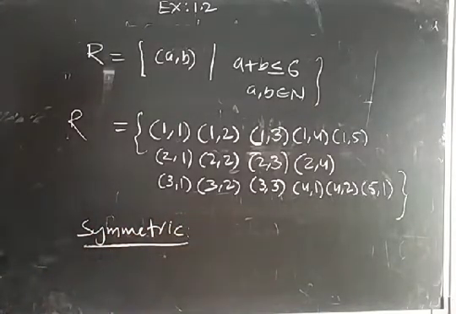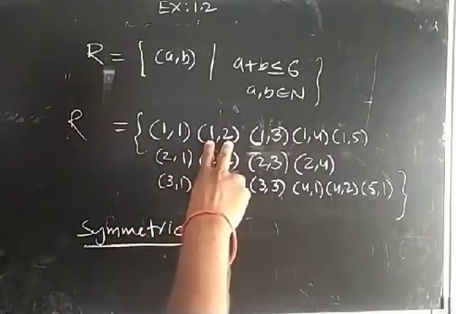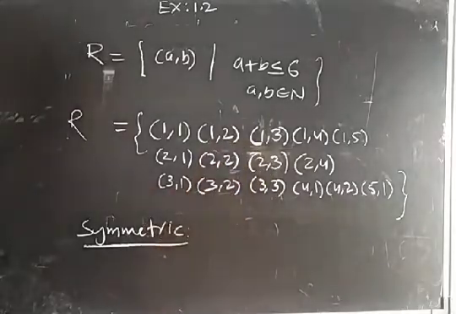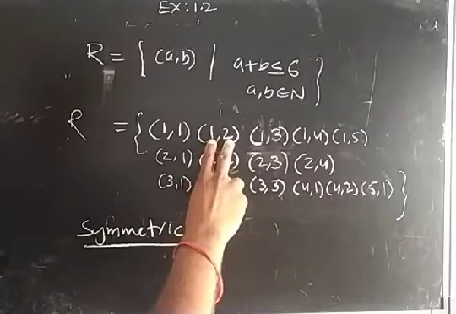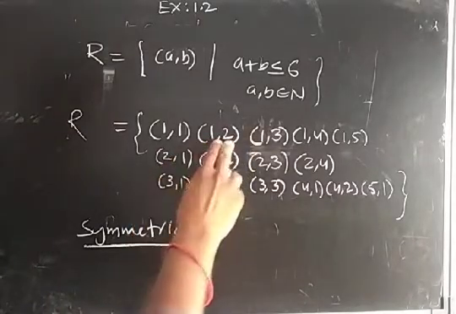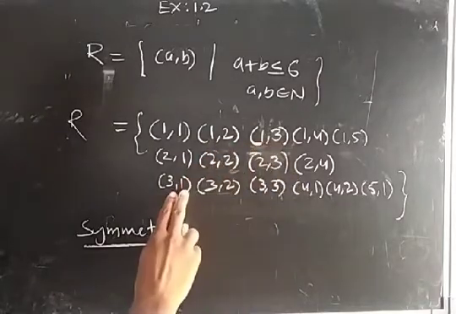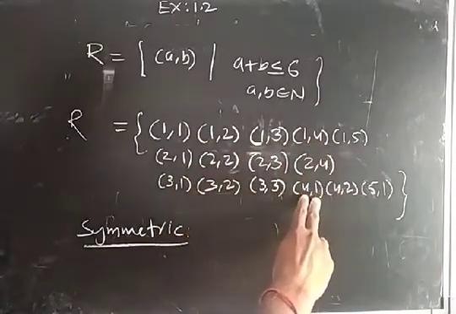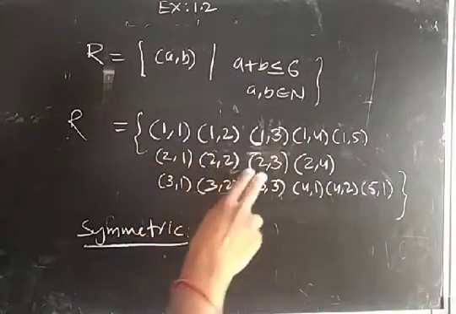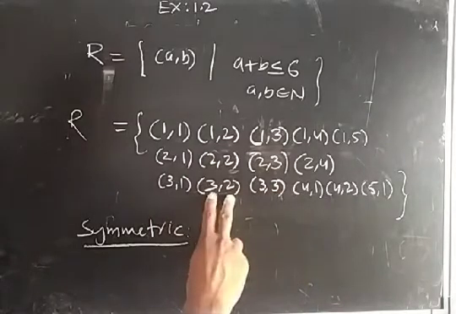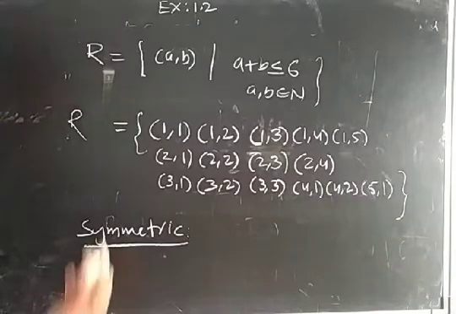Check the symmetric condition. For which ordered pairs do we have to check? If the x coordinate and y coordinate are not equal. Okay, here these are not equal. 1 comma 2 exists, 2 comma 1, yes, exists here. So it is satisfying for this ordered pair. 1 comma 3, 3 comma 1 exists. 1 comma 4, 4 comma 1 exists. 1 comma 5, 5 comma 1 exists. 2 comma 1, 1 comma 2 exists. 2 comma 3, 3 comma 2 exists. 2 comma 4, 4 comma 2 exists. So every ordered pair satisfies the symmetric condition.